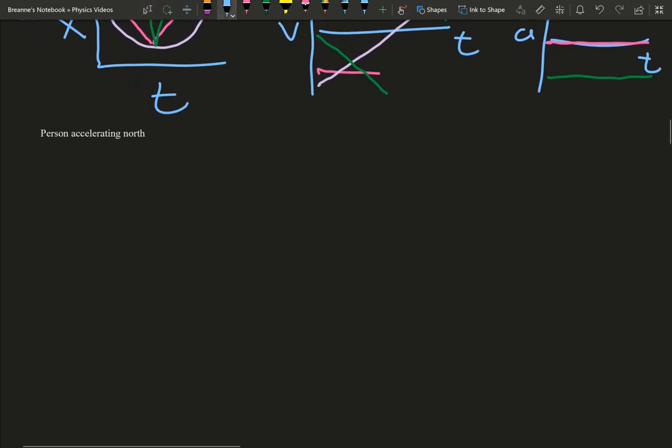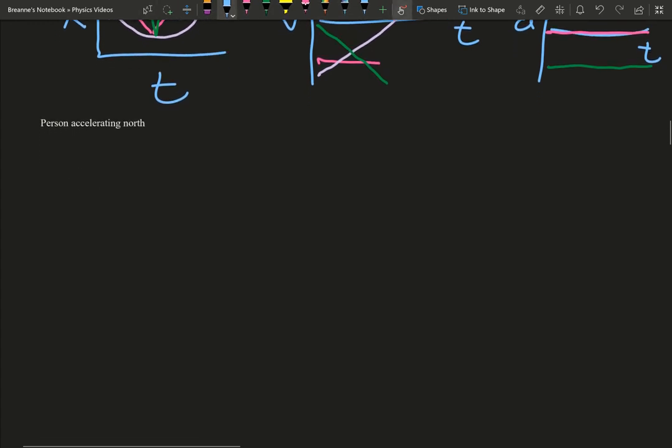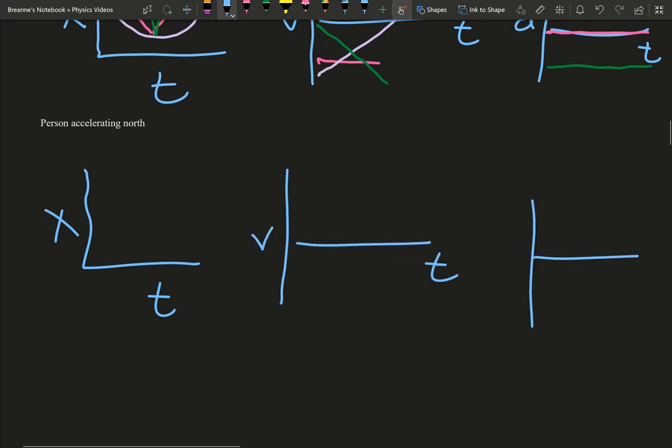So a person accelerating north. Again, this one is a little too broad. I understand that. So I will give you all the potential options. So if you do it, you can't be like, I think I did it wrong. No, you probably did it right, just very broad. So north means positive, and you're accelerating. So it doesn't say if you're accelerating in the positive or negative fashion.